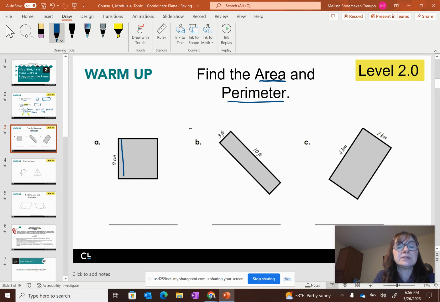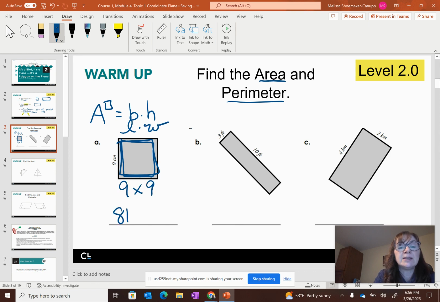Our first shape is indeed a square. All the sides are the same. So to find the area of a square or a rectangle, remember we take the base times the height or the length times the width. So that's going to be 9 times 9, which is 81 centimeters squared.